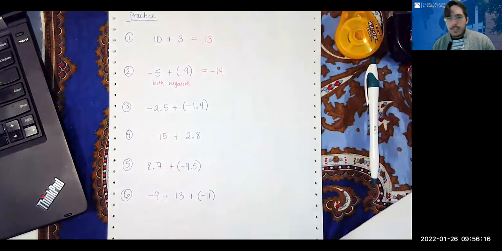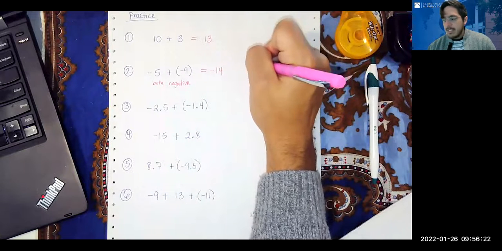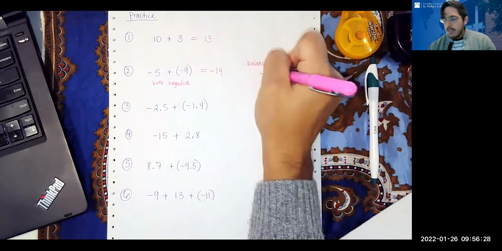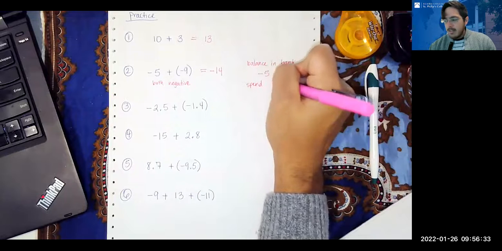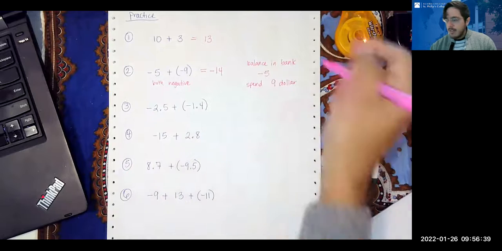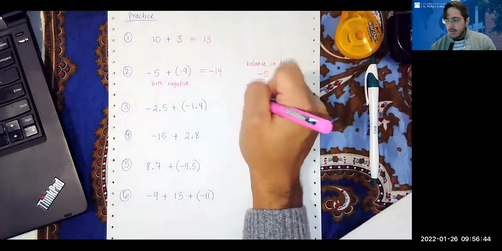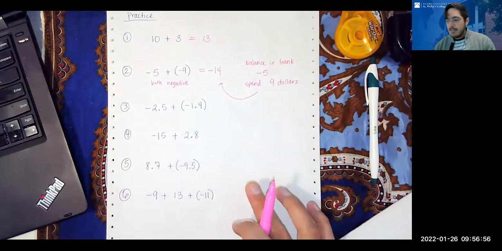And another intuition that you can use here is that if I have a balance in the bank of -$5, and then I spend $9, and when you spend money you're sort of losing money, so it's negative. Well, how much should be in the bank? I should owe the bank a total of $14, right? So if I owe them money, then I'm in the red, which means I have negative value.